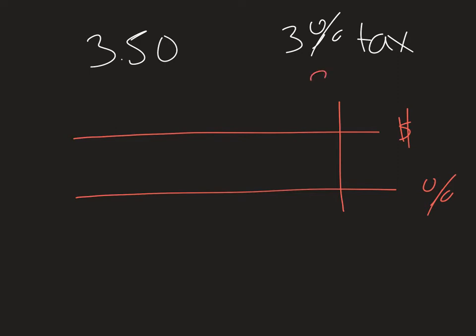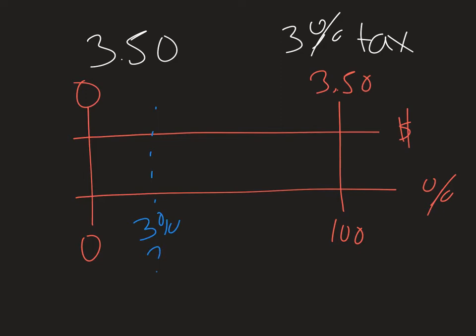I think we can agree that if I had 100% sales tax, I would pay an extra $3.50. So 100% would be $3.50, and if I have 0%, that's $0. If there is no sales tax, I do not pay anything extra. And the real question is, all right, how do I get to 3%? And that's a good question.